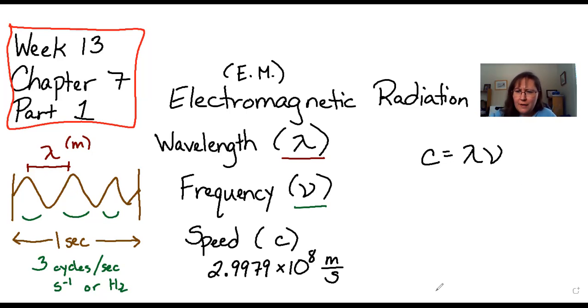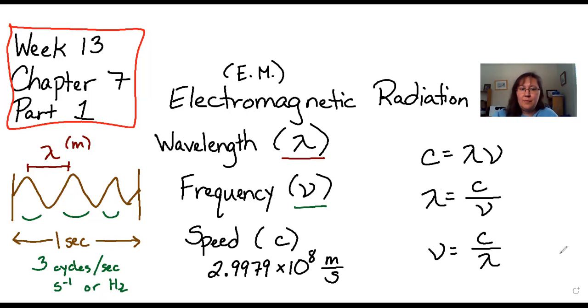And if you're not feeling real up to the algebra for this, that means you could solve for lambda by saying c over nu, or the speed of light divided by the frequency. And you can also solve for frequency, or nu, by saying c over lambda. That's the equation that we'll be using for that. So now let's take a look at what some of that math might be.